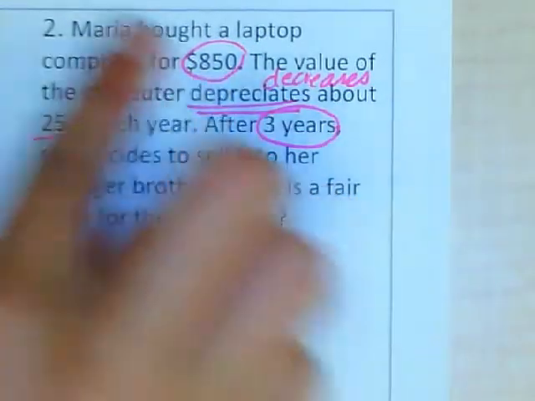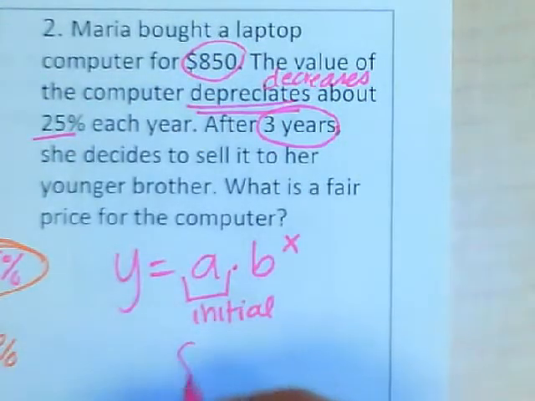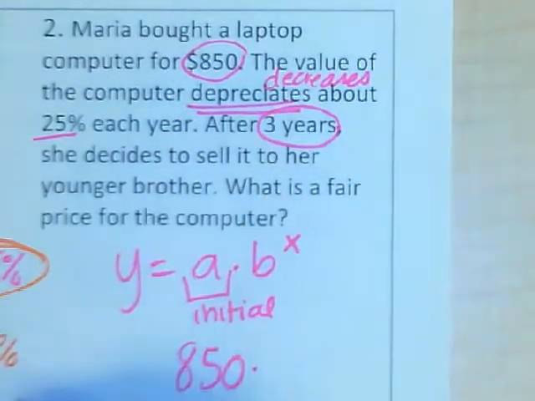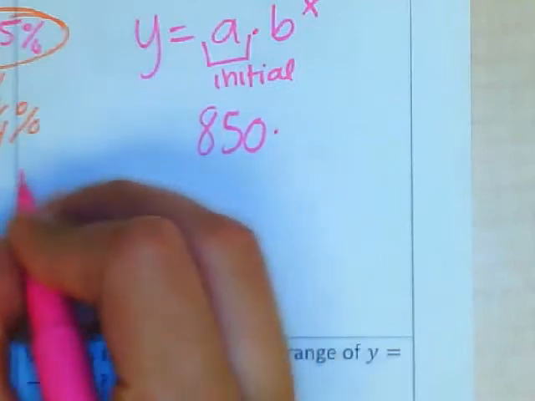So I go back, and my initial amount, it started with $850. So 850 is my A. My B, remember I always start with 100%. So I'm going to do it here on the side.